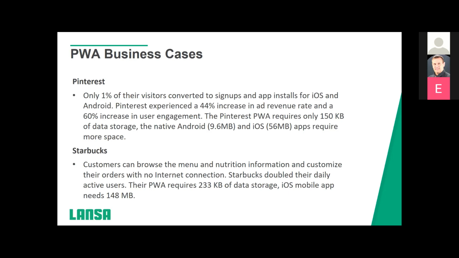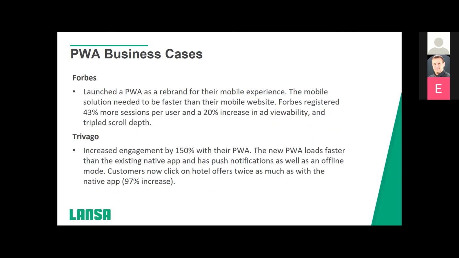And you can see their resource difference is 233 kilobytes to 148 megabytes. And so there is some difference there in resources. Forbes. This is a good example of just a mobile website, a mobile experience. Forbes needed a faster, better mobile website. They needed a better mobile experience. So what they did was they launched a PWA for their mobile website.